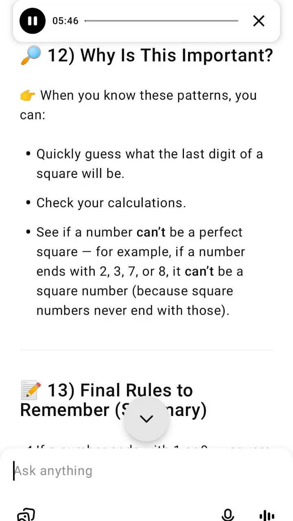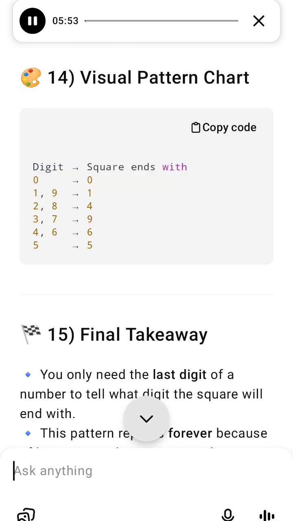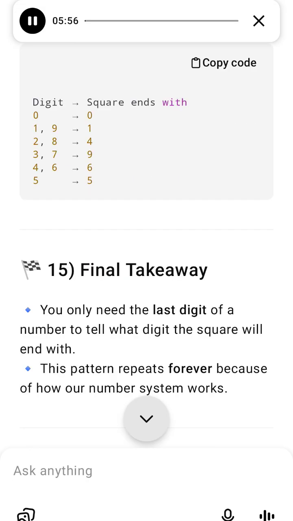14. Visual pattern chart. Digit, square ends with: 0, 0; 1, 1; 9, 1; 2, 4; 8, 4; 3, 9; 7, 9; 4, 6; 6, 6; 5, 5. 15. Final takeaway. You only need the last digit of a number to tell what digit the square will end with. This pattern repeats forever because of how our number system works.